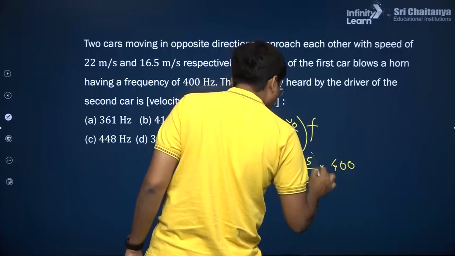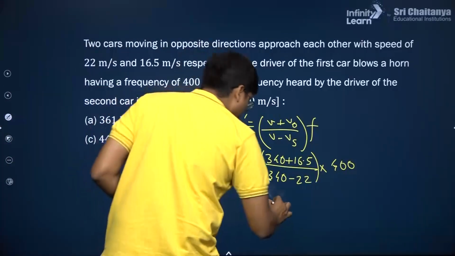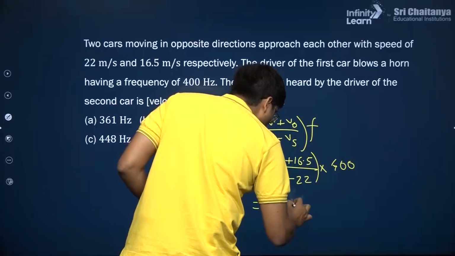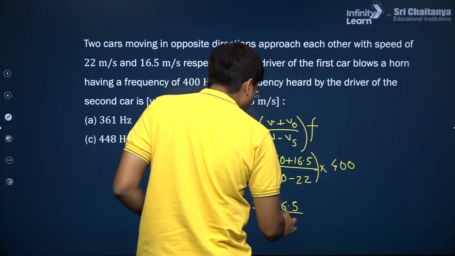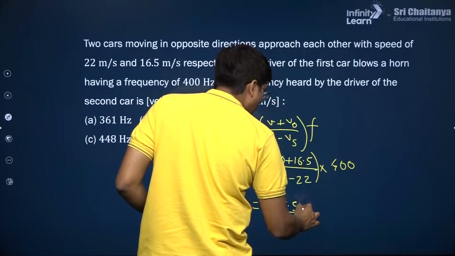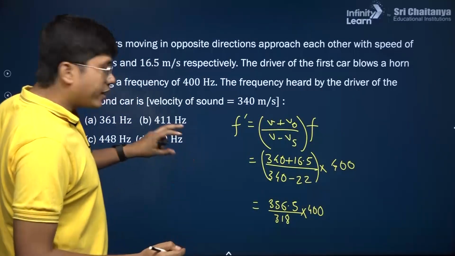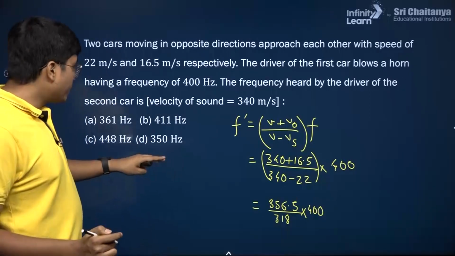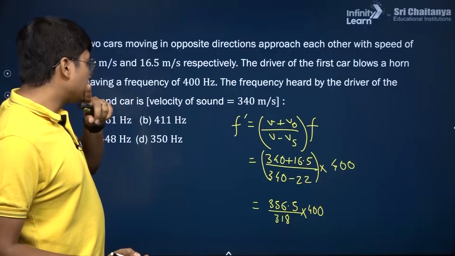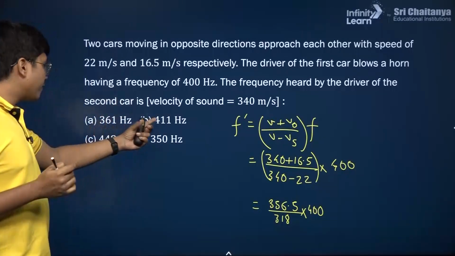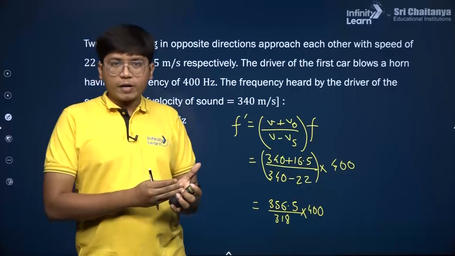So what does that give us? That gives us 340 plus 16.5 is 356.5. 356.5 divided by 340 minus 22 is 318, multiplied with 400. So you can tell that it will be greater than 400. Now over here again you can calculate and try to solve it, but even with regards to this you can just use an approximation that it will either be 411 or 448.